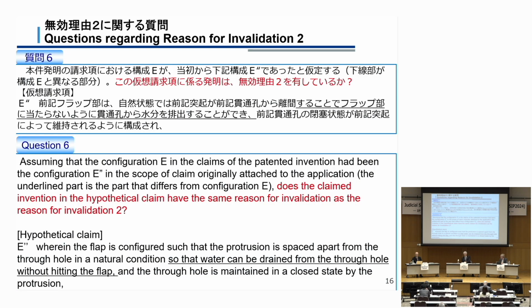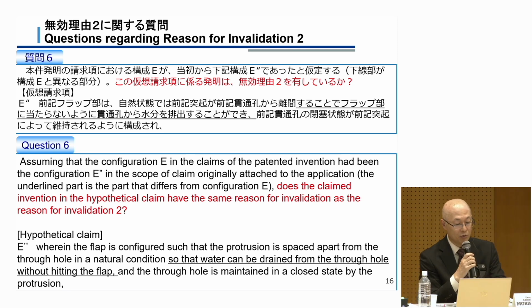Okay, so I continue to ask a question about invalidation reason 2. Assuming that the configuration E in the claims of the patented invention had been the configuration EW prime from the original filing, the underlined parts are the parts changed from the configuration E. Does the claimed invention in this hypothetical claim have the reason 2 for invalidation? JPO Chief Judge, Mr. Morifuji, would you please answer?